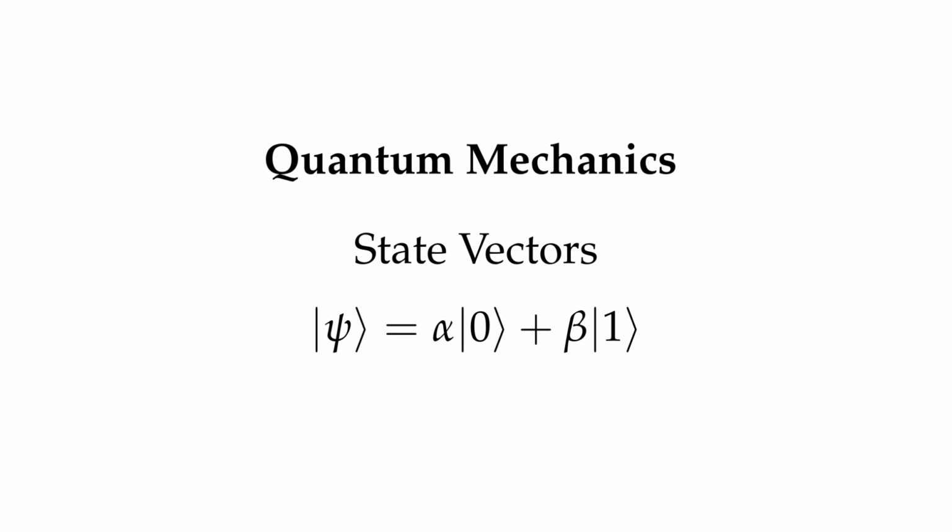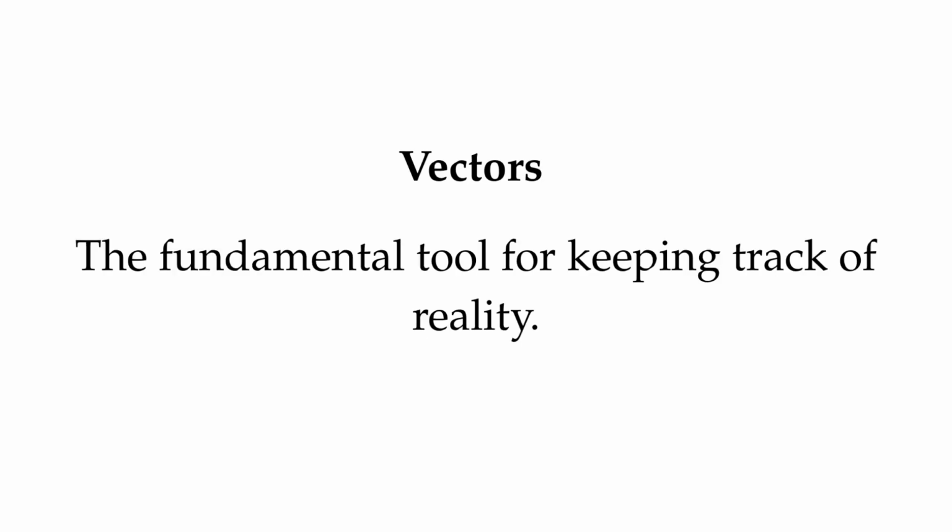And in quantum mechanics, the entire physical state of a system, like an electron spinning, is described mathematically by a single complex vector. So, whether you're organizing a warehouse, programming a physics engine, or trying to understand the fabric of the universe, vectors are the ultimate tools for keeping track of reality.